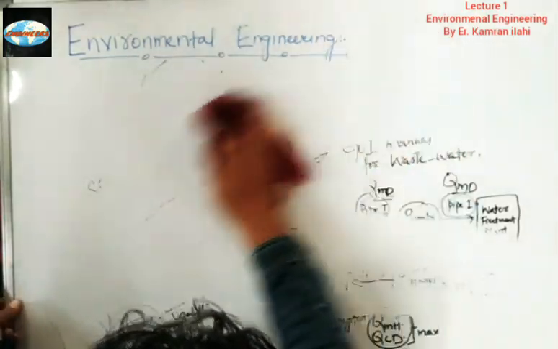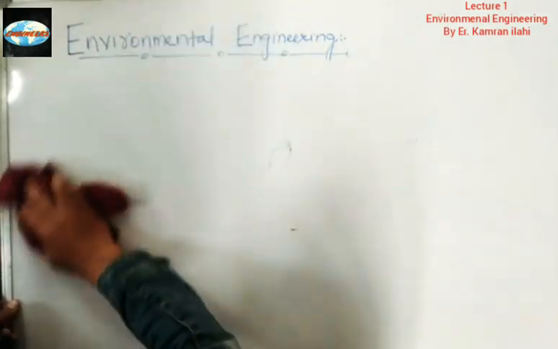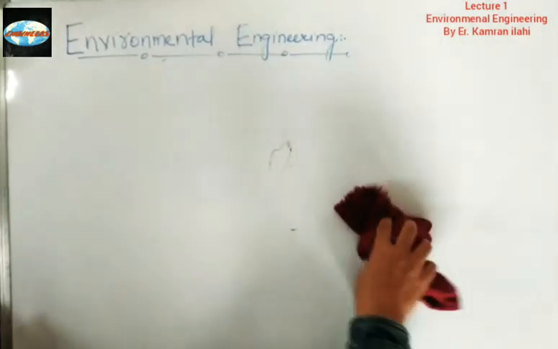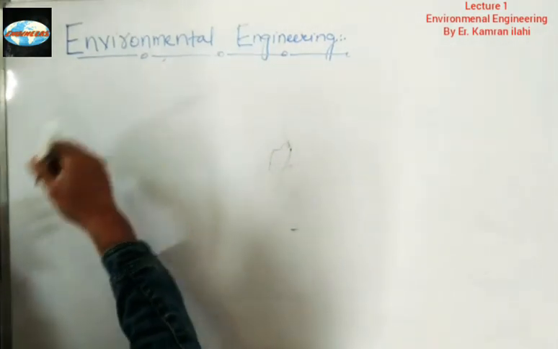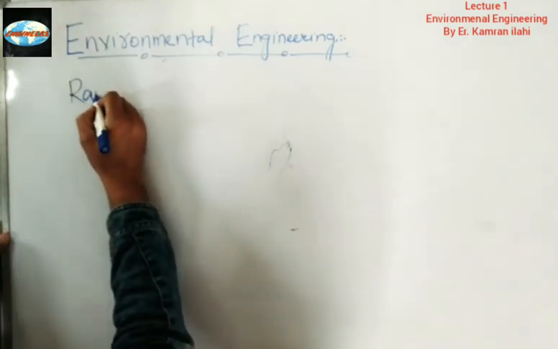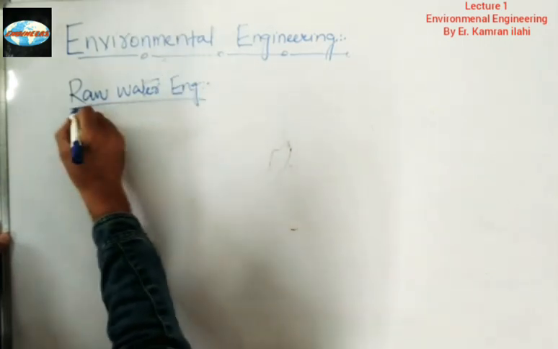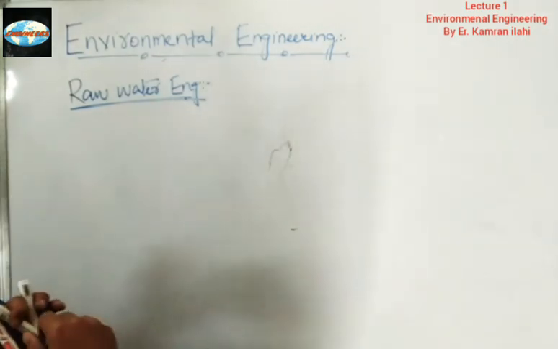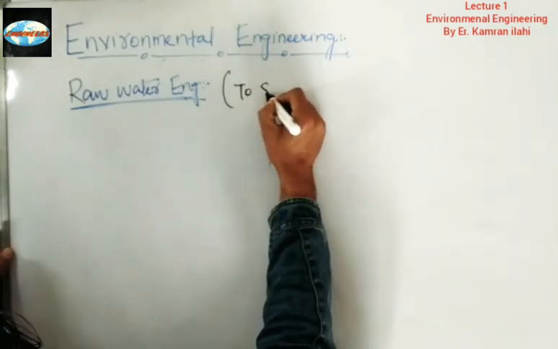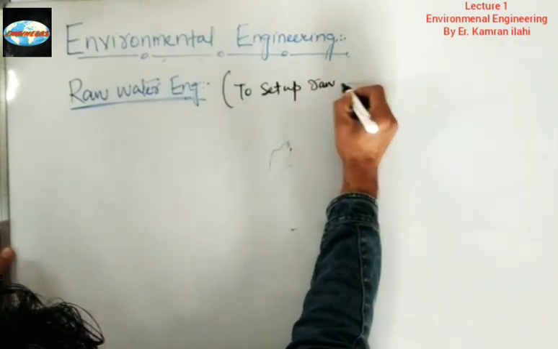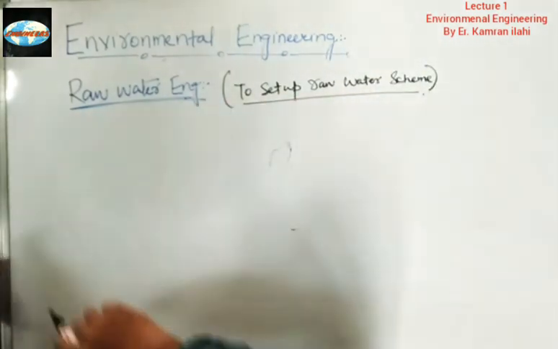Now about raw water engineering. In raw water engineering, we basically extract the water from the source and we supply it to the community. That is the whole concept and the main purpose of raw water engineering. Let me write over here, raw water engineering. The aim is to set up a raw water scheme.